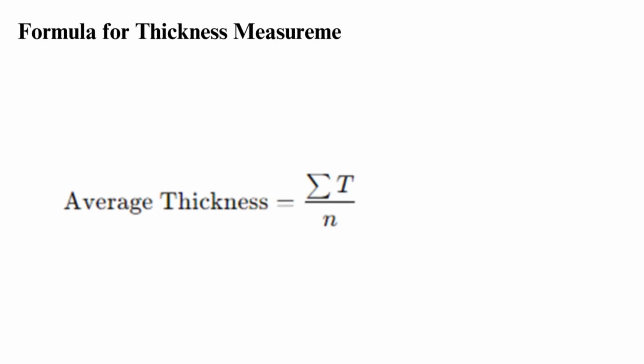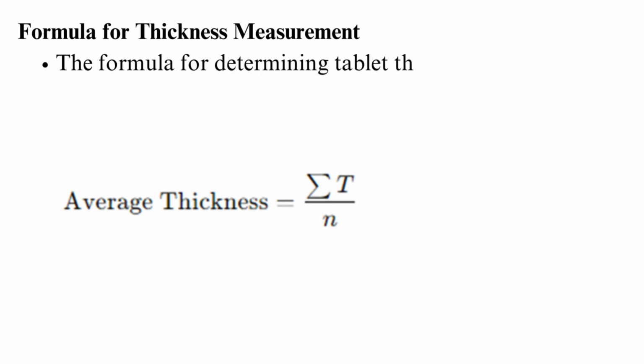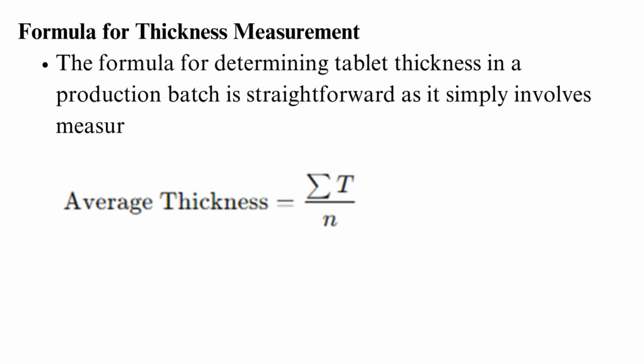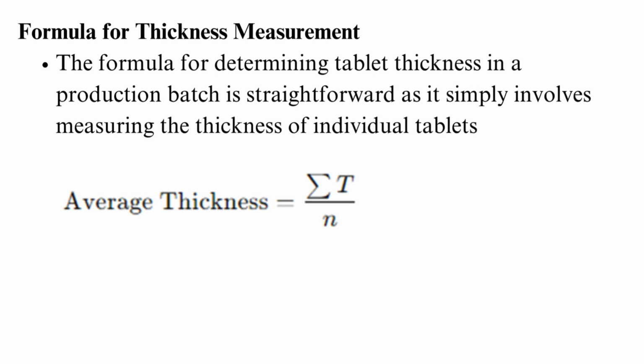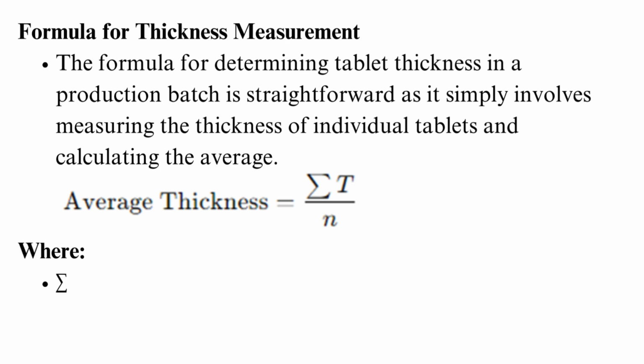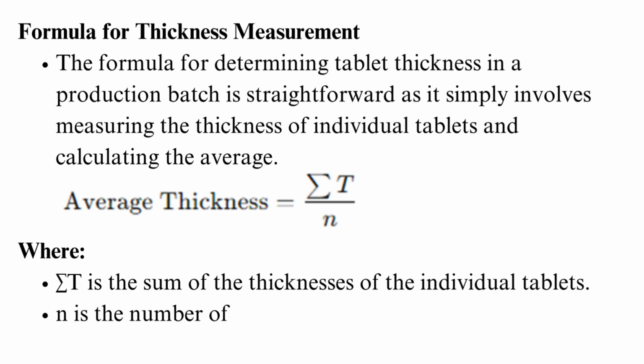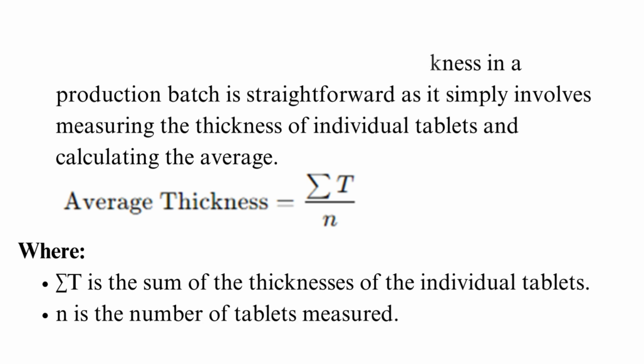Formula for thickness measurement. The formula for determining tablet thickness in a production batch is straightforward, as it simply involves measuring the thickness of individual tablets and calculating the average, where sigma t is the sum of the thicknesses of the individual tablets, n is the number of tablets measured.